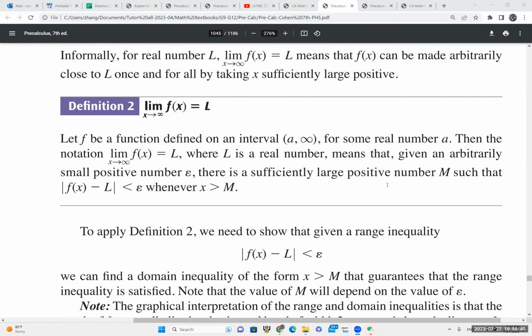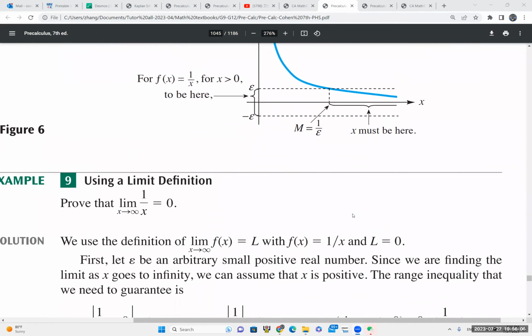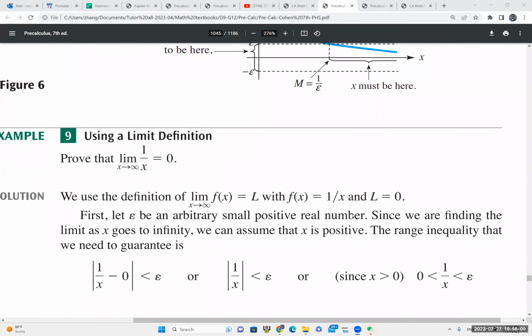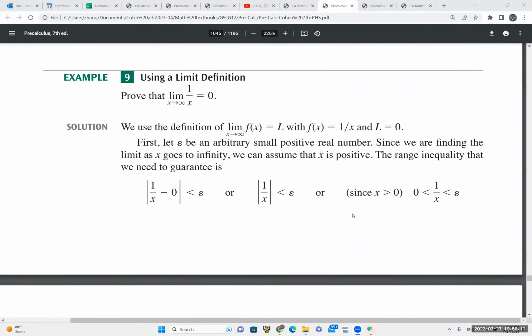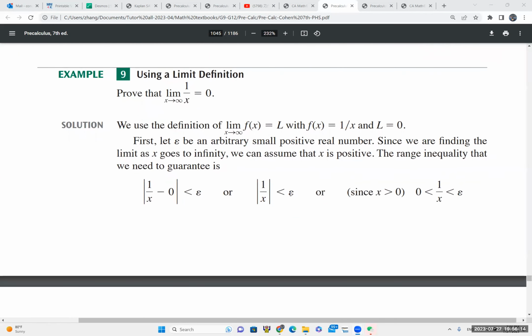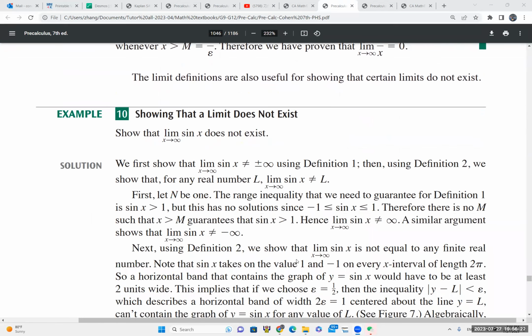Or here we use the word sufficiently. The difference is as small as enough. Use the limit definition. Here, how to prove it's close enough, right?